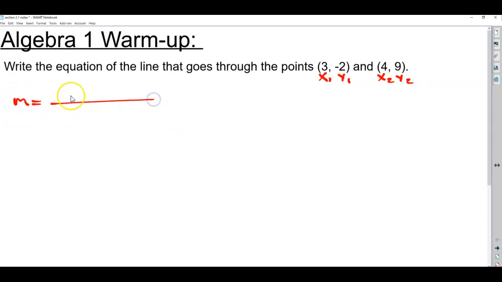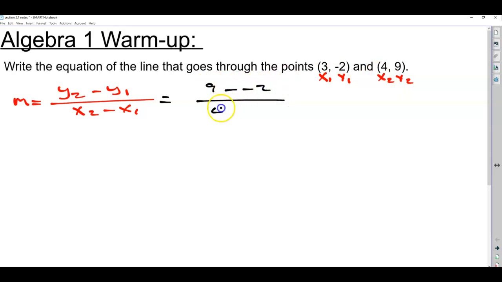We are going to be referring to slope all day today and basically all year. That's the basis of calculus, is slope. So what if I find the slope right here? I know what my y2 is. I'm going to subtract y1 and subtract x2 minus x1.